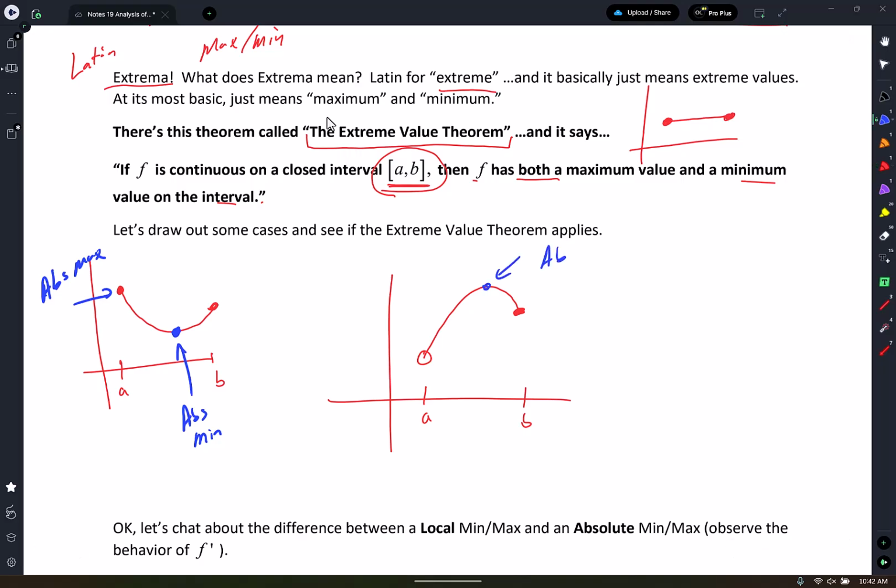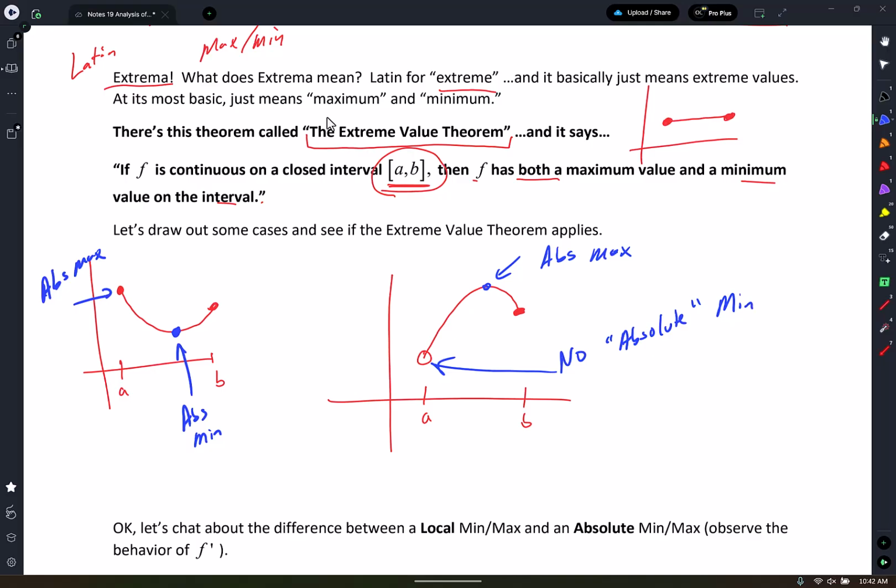So extreme value theorem is about an interval. It's not just a singular point. Extreme value theorem just says that if you're closed, you have a max and a min for sure, guaranteed. Now, this one does have a max, but do I have a min? Nope. It doesn't have an absolute min. No absolute min.